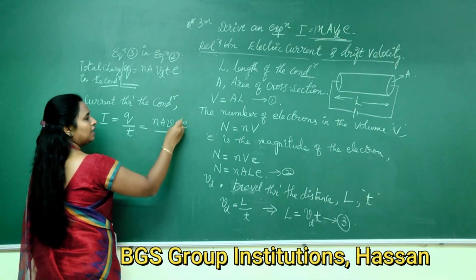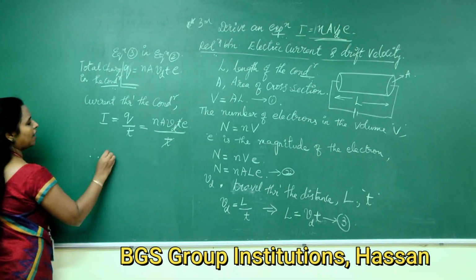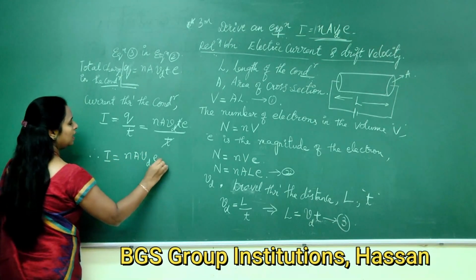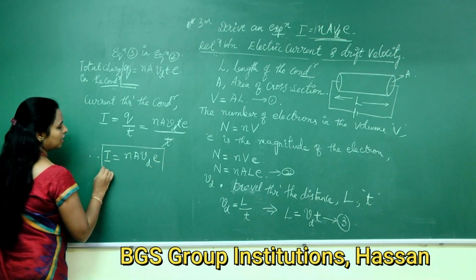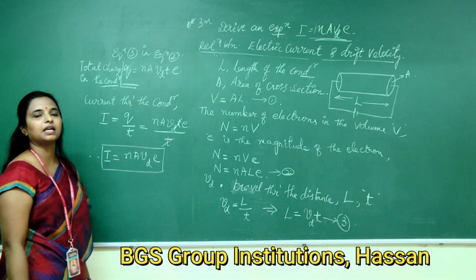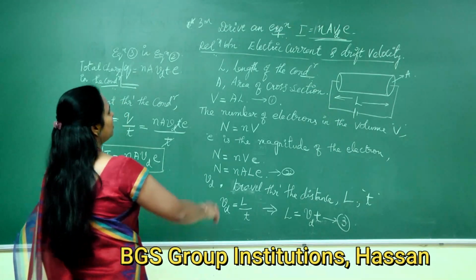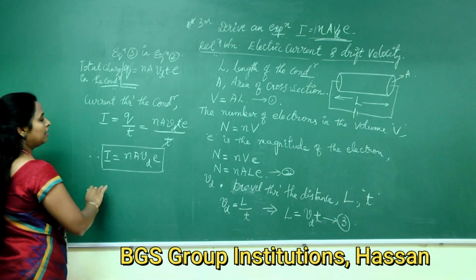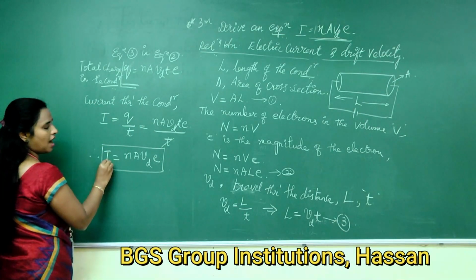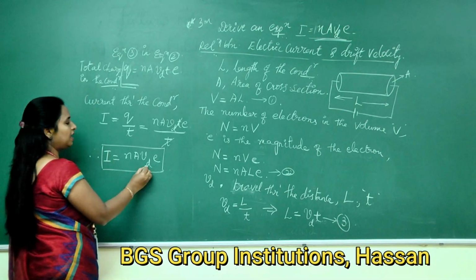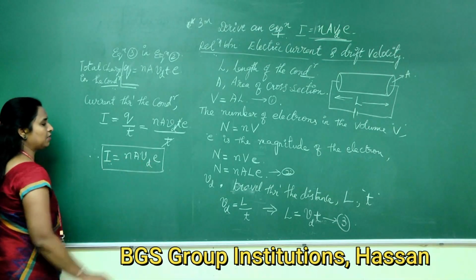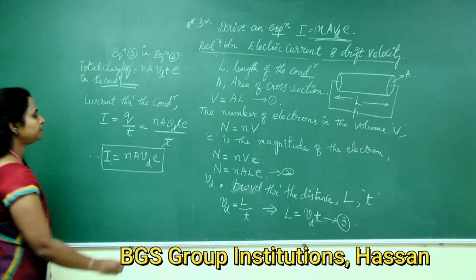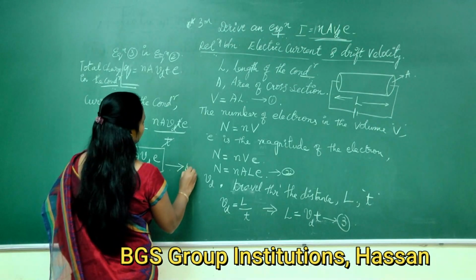Now what happens? t gets cancelled. We have I is equal to N A Vd e. This is the required expression to relate electric current and drift velocity. Electric current is I, drift velocity is Vd. The equation that relates these two is I is equal to N A Vd e, isn't it? Take this as equation number 4.